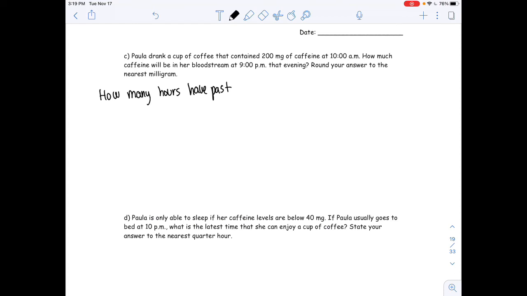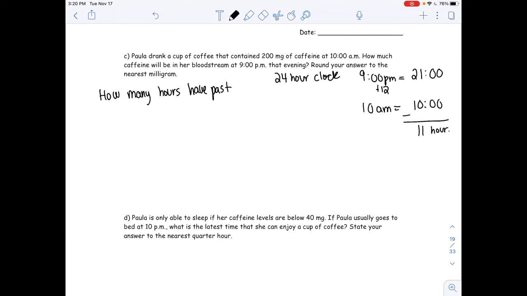To make your life easier, you change it to the 24-hour clock. That will make it easier to subtract. So 9 o'clock p.m. is equivalent to 12 plus 9, which gives us 21. On the 24-hour clock, it's going to be 21 o'clock. Next, 10 a.m. is the same, since any a.m. values are the exact same on the 24-hour clock. Subtracting these two values, we get an 11-hour difference in time. So 11 hours have passed.